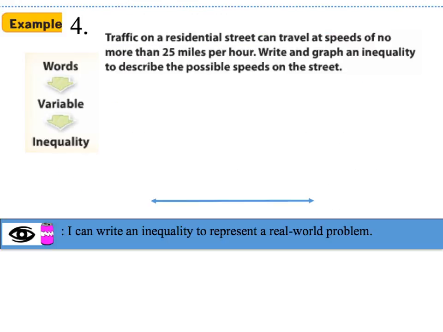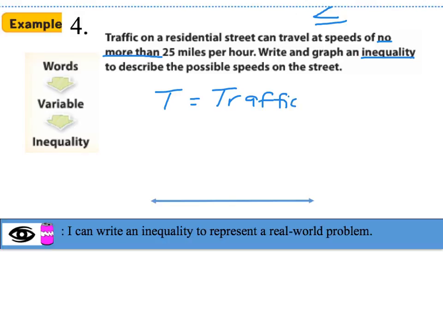For example 4, it says the traffic on a residential street can travel at a speed of no more than 25 miles per hour. Write and graph an inequality to describe the possible speed on this street. So they're asking us to graph an inequality, and I see the keywords no more than. If you remember back from the key concepts, the no more than symbol looks like this inequality, the less than or equal to symbol. So I'm going to identify the variable as t, and t is going to stand for traffic.